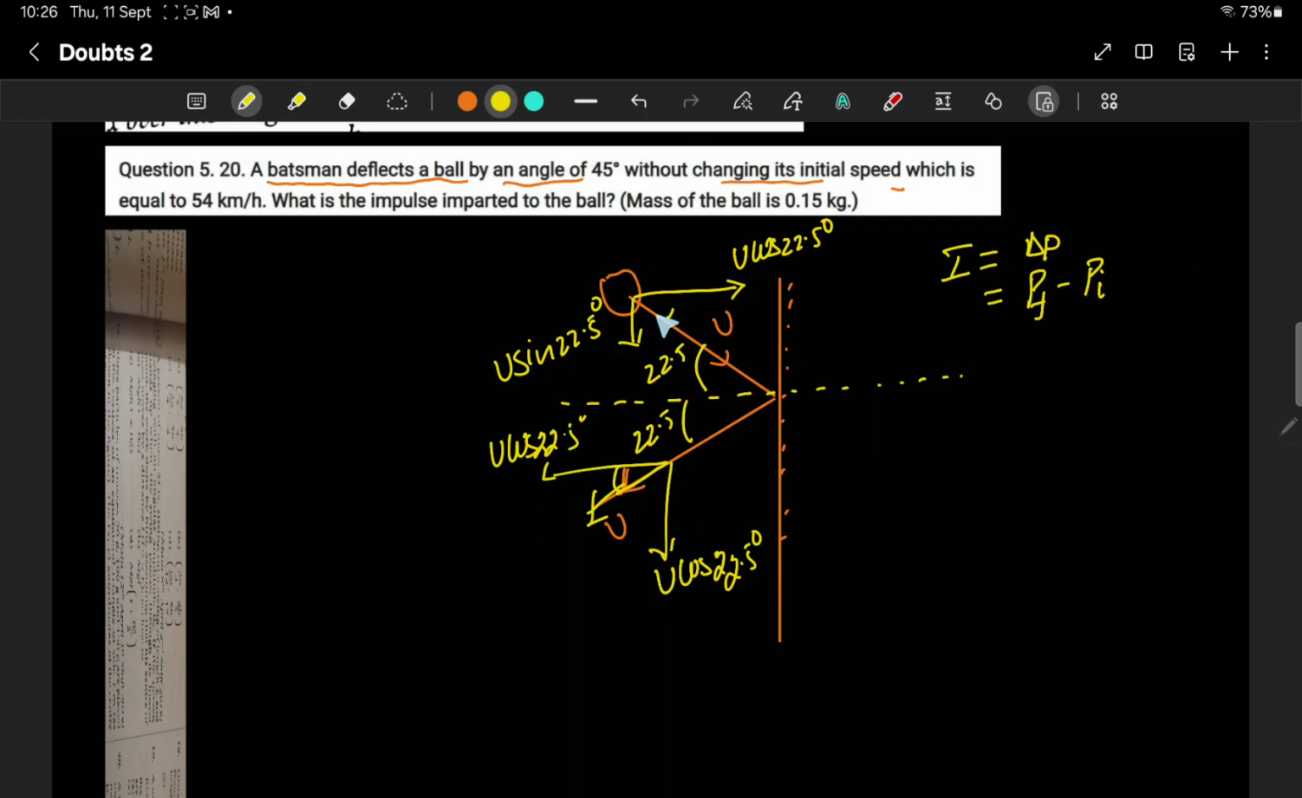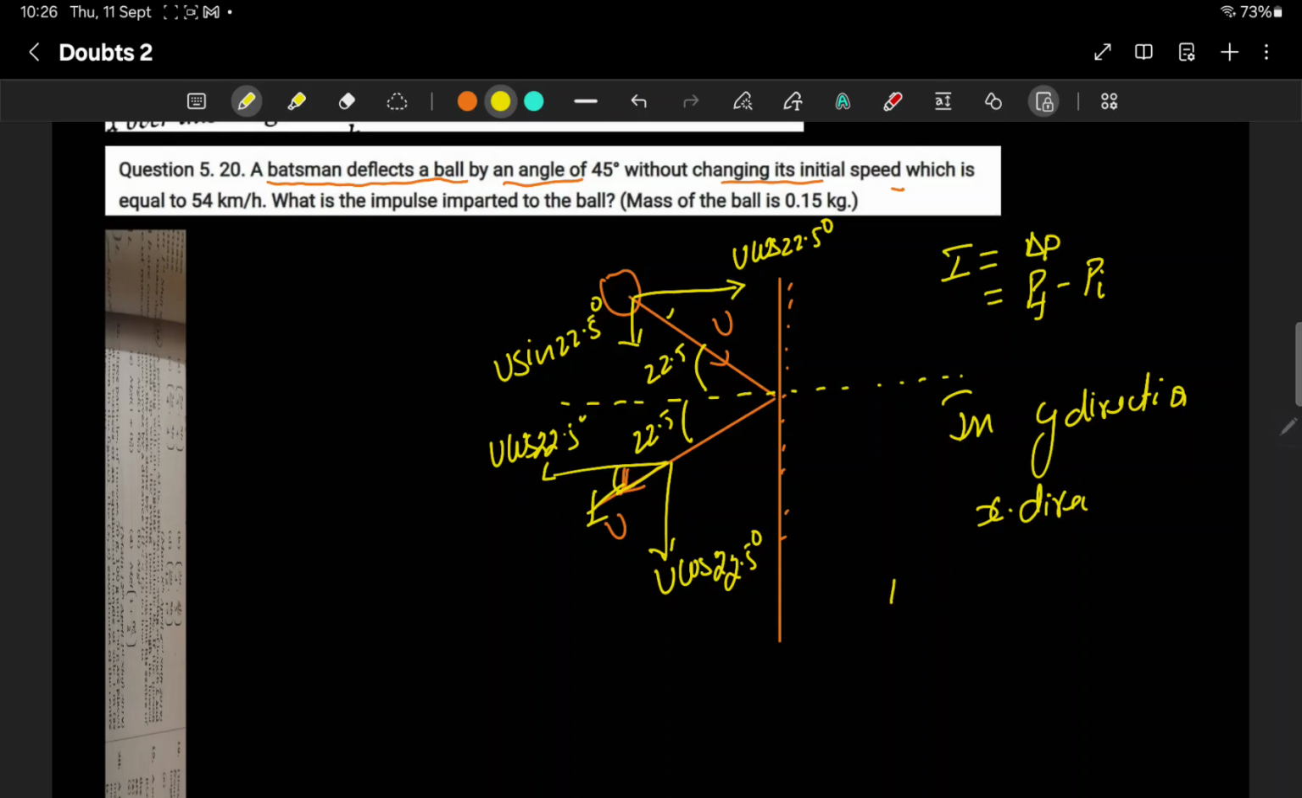And here if you see in y direction, there is no change in the momentum. See, initially it is u sin 22.5 in same direction. Now here also it is in the same direction. So there is no change in momentum in y direction. But in x direction, if you see, there is a change. Initially it is in this direction. Now finally it is in this direction.